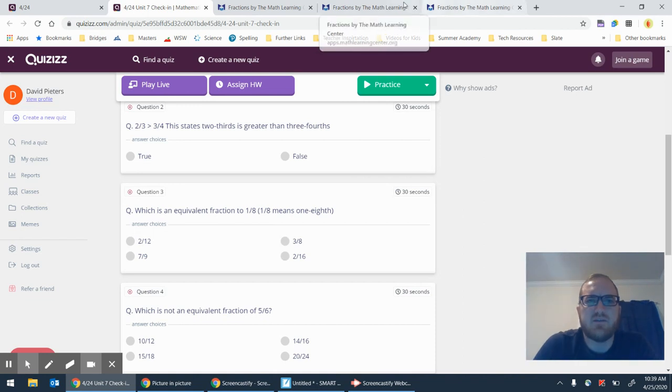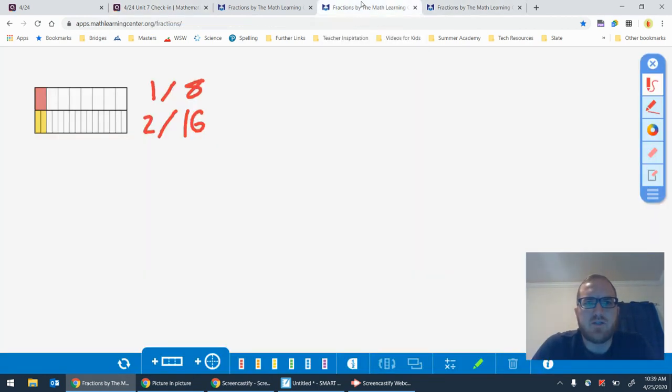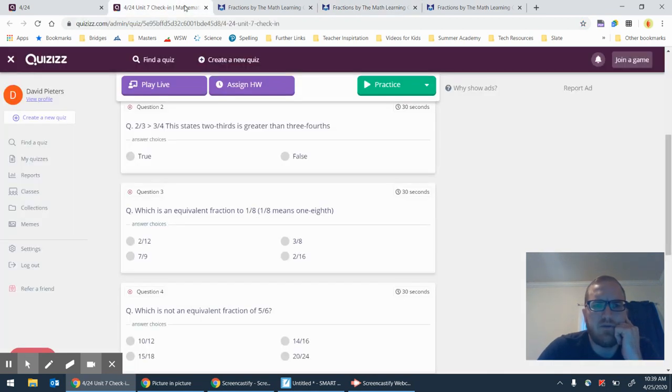So once again, one of the things that we could do is we could build our fractions. Now this one I already built for us. So we have 1/8 right here, and then I did 2/16. And so we can see that those two are equivalent. So our answer for which one is equivalent would be 2/16.